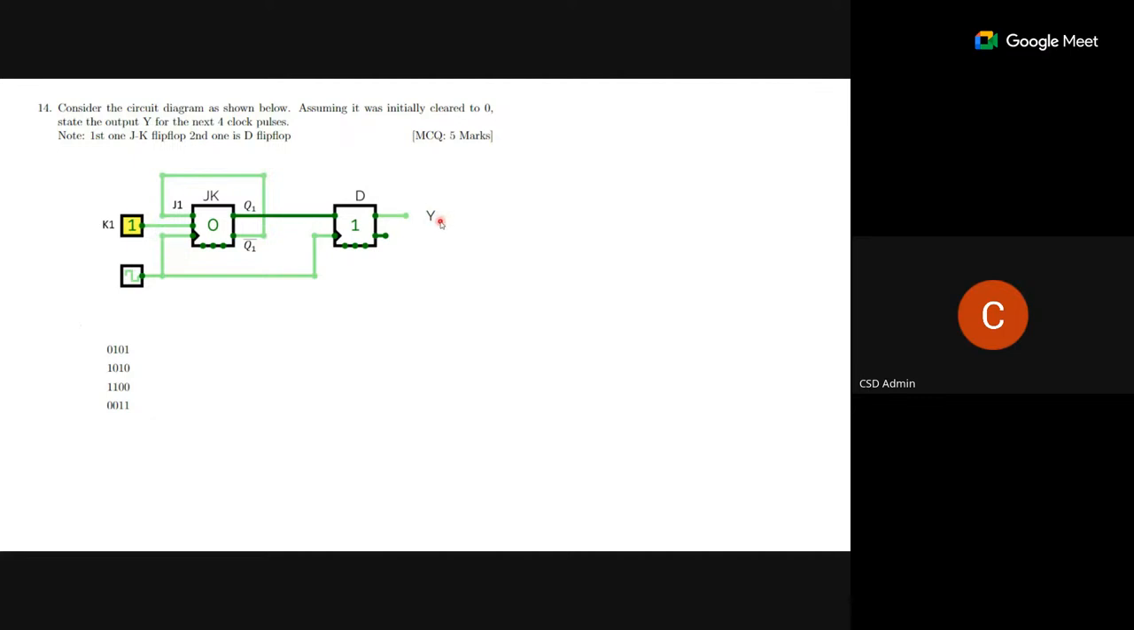So how to solve this type of question? Let's see. What is the meaning of initially cleared to zero? Both are set to 0, like initially. Okay, let's solve this question. So first you have to write the initial state, right?